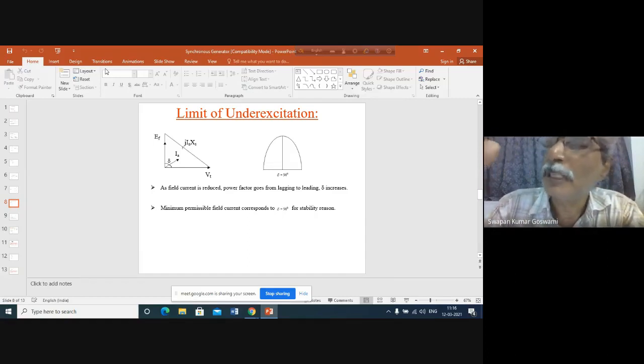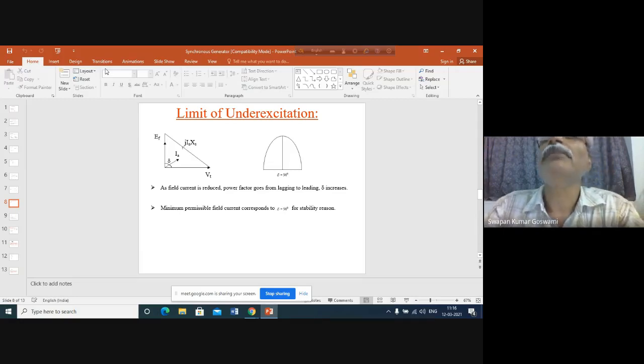Now, if the generator can maintain constant terminal voltage, it will be easier for other buses also to maintain their voltage. So in every bus system, generators are always at constant terminal voltage. Later, in load flow study, you will see that generators are represented as constant terminal voltage sources. You know, they are operated in this manner.